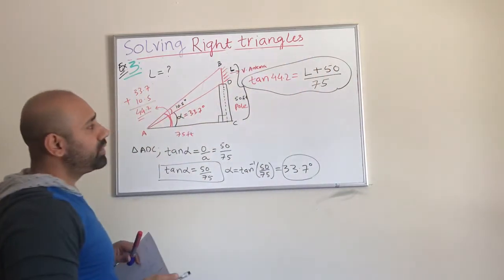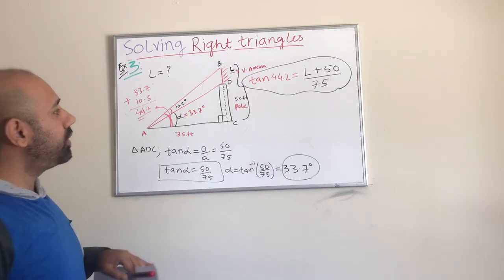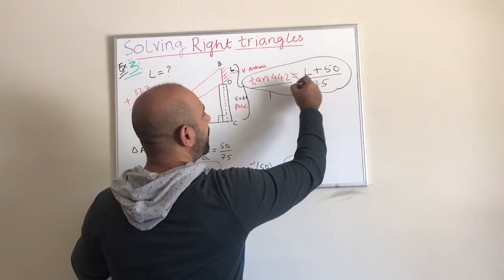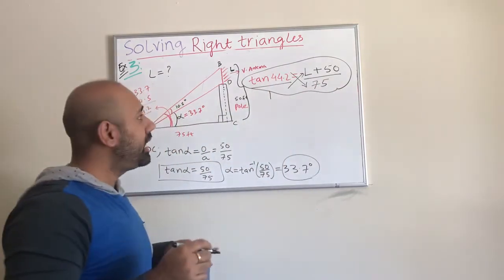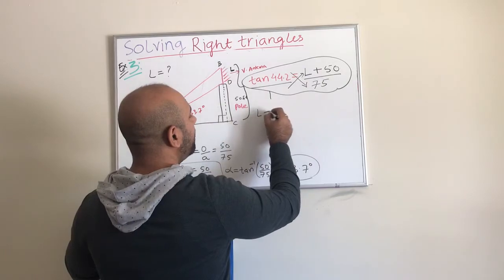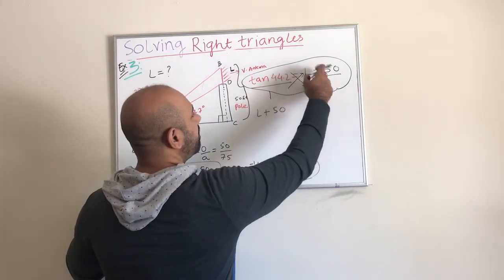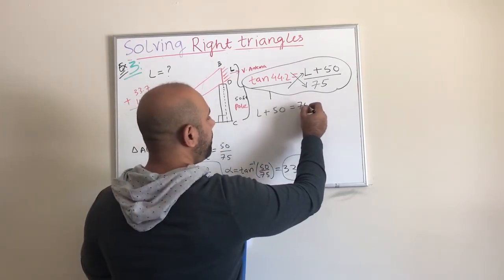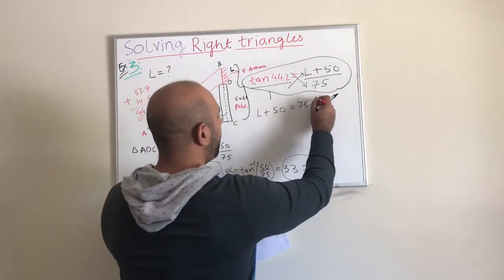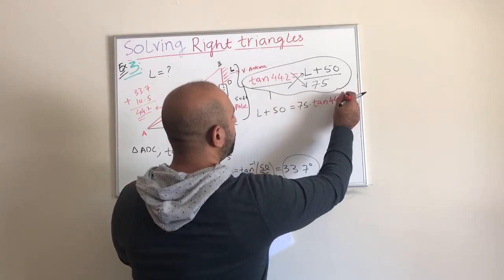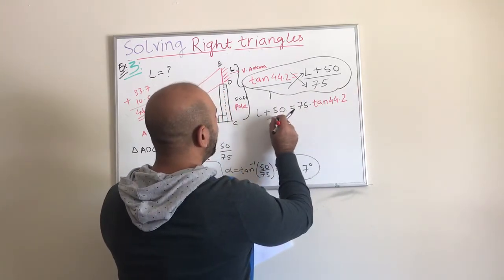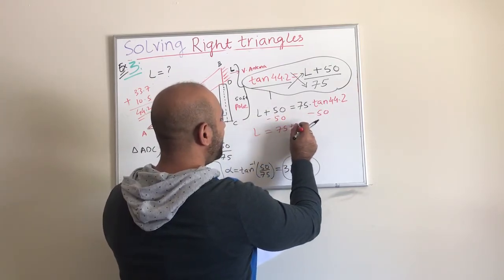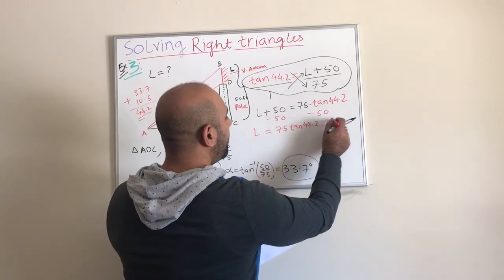So 75 right here. Guys, this is a simple equation which we can solve. It involves just one variable. So let us go ahead and solve this equation. There's more than one way, but the easiest and best way is to do the cross multiplication. When we cross multiply, we get L plus 50 equals 75 times tangent of 44.2. And to get L by itself, we obviously subtract 50 from both sides. L equals 75 tangent of 44.2 minus 50.